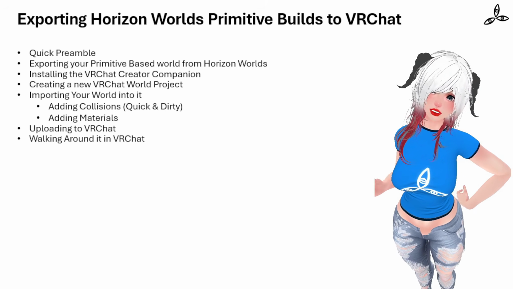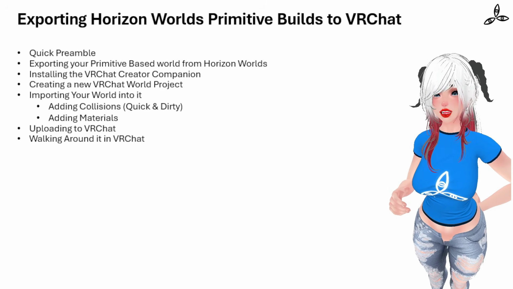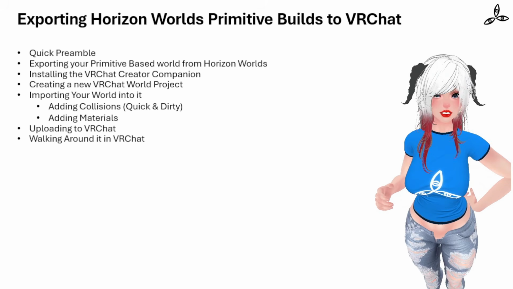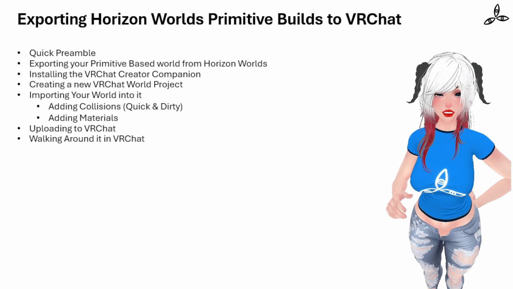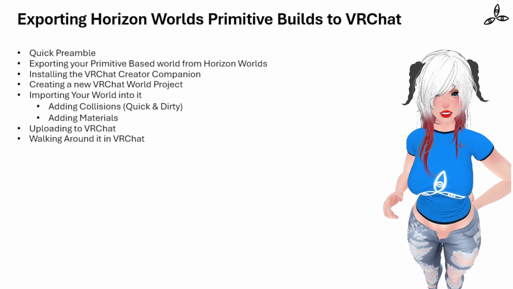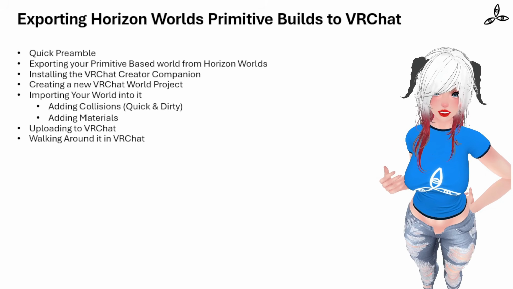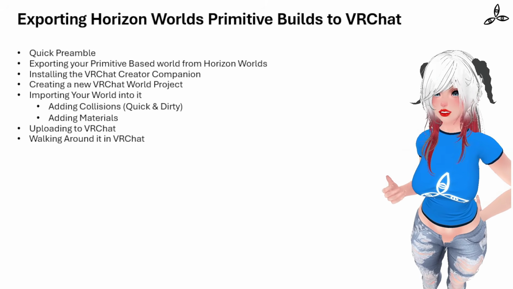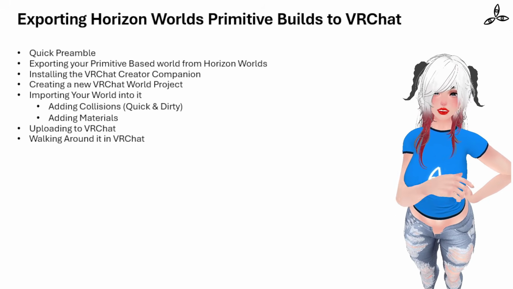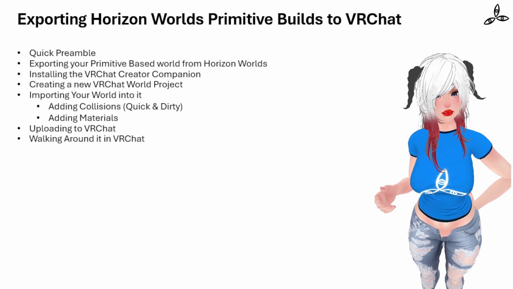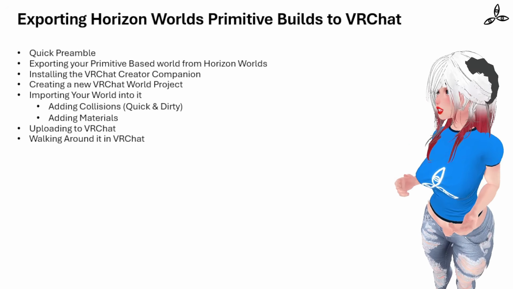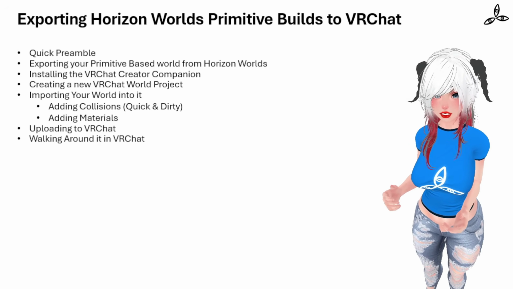Creating a new VRChat world project. Then we're going to actually import the world that we exported from Horizon World into it. We're going to use a really quick and dirty way of adding collisions, and also materials, so we can start adding a bit of colour to your world. Then we're going to upload it into VRChat. And then we're going to walk around it right at the end. So strap in. I'll make this as simple and quick as I can.